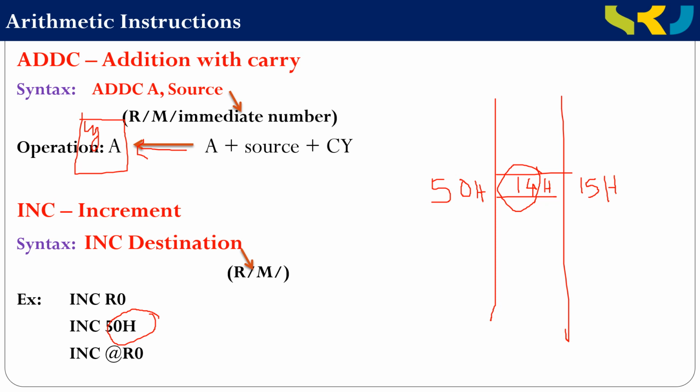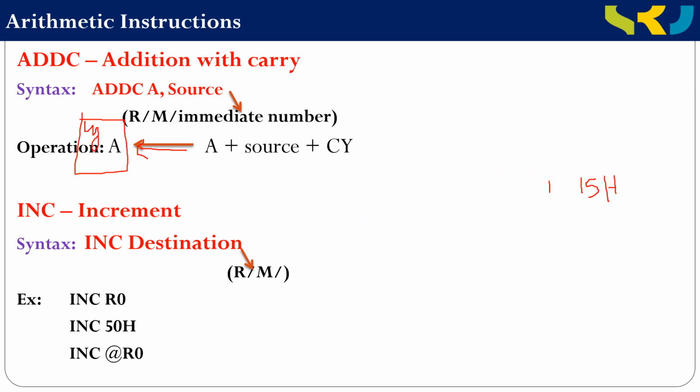Similarly, we can take one more example, increment @R0, where we are representing the memory location indirectly within the instruction through the R0 register. Now R0 is acting as a pointer. Let us consider R0 is pointing to the 50H location. Before execution 14 is available. After execution of this instruction, it becomes 15H. So this is the operation of the increment instruction.